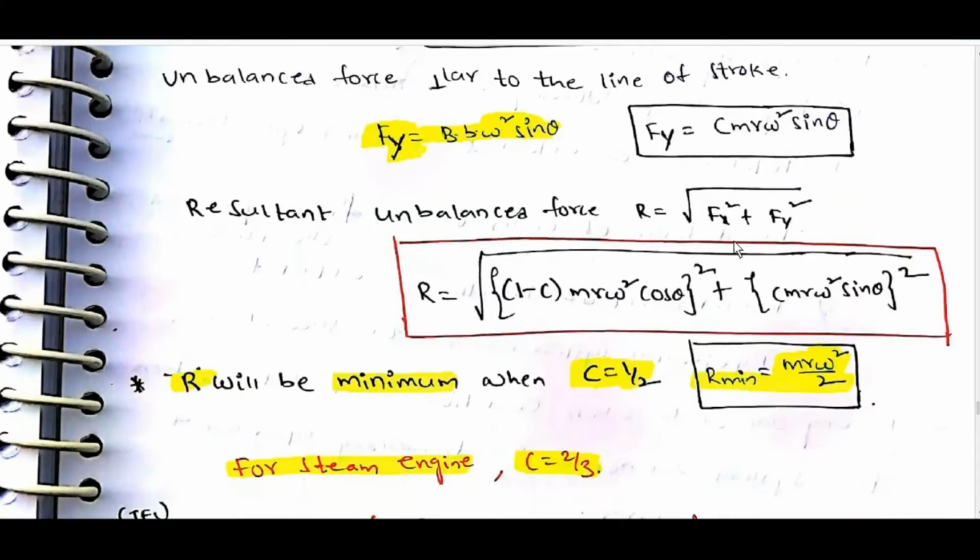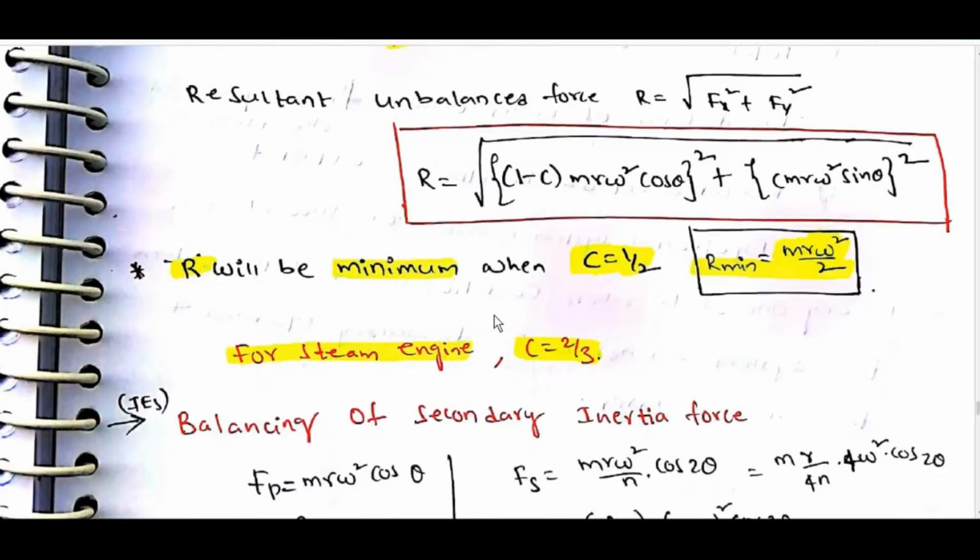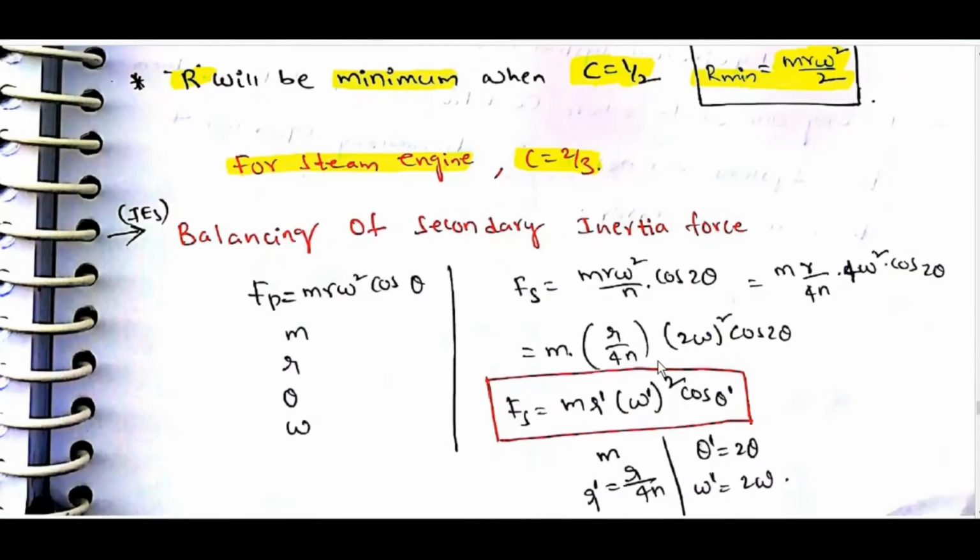Resultant unbalanced force R is equal to root of Fx square plus Fy square. R is equal to root of ((1 minus C) m r omega square cos theta) whole square plus (C m r omega square sin theta) whole square. R will be minimum when C is equal to half. R minimum is equal to m r omega square by 2. For steam engine, C is equal to 2 by 3.